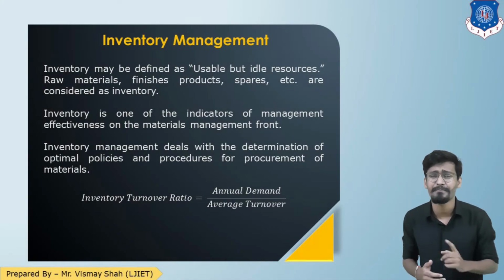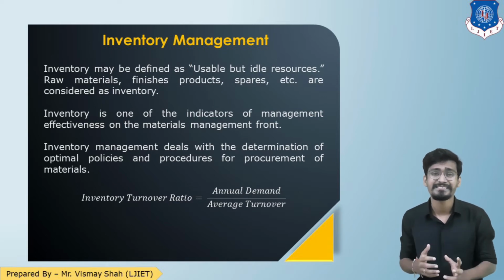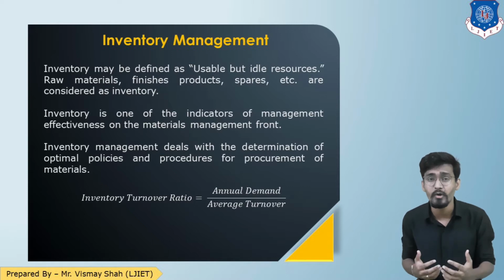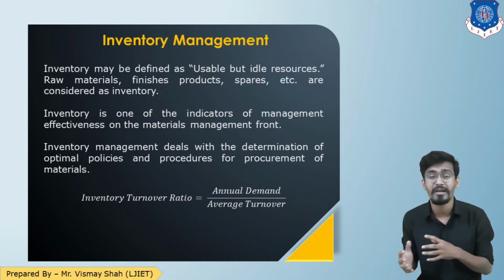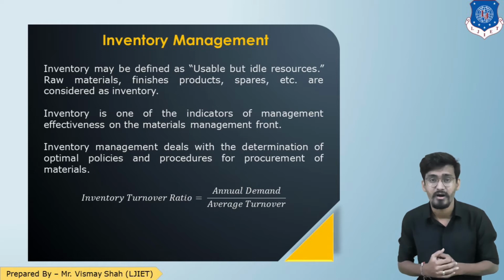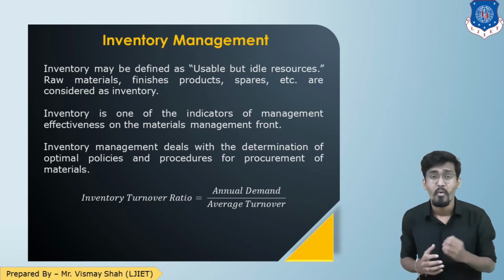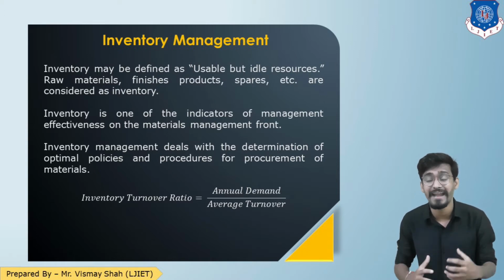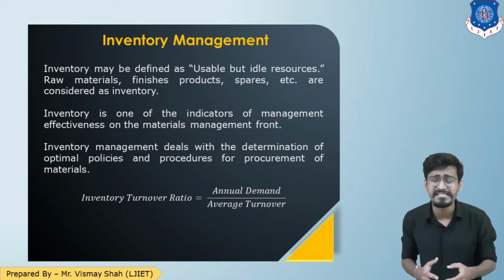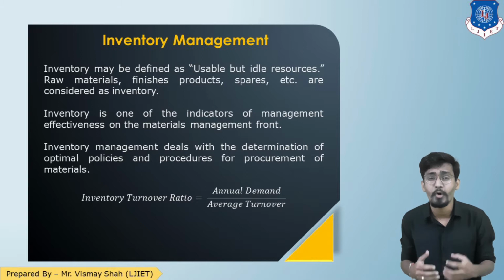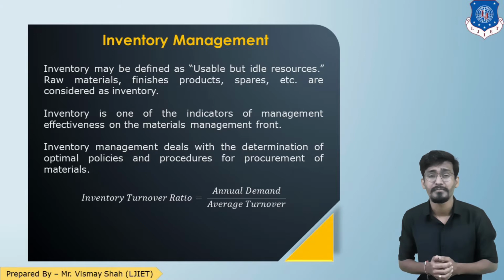So students, as discussed in the previous session, inventory is resources which are going to be used but are currently idle. Generally we label them as stock. Raw material, finished goods, everything can be termed as inventory or stock in construction. Inventory works as an indicator which represents the effectiveness of material management. It basically deals with the optimal policies for the procurement and management of materials. Alright, so there is the inventory turnover ratio, which is annual demand divided by average inventory. This index is very important while you are making a business decision.